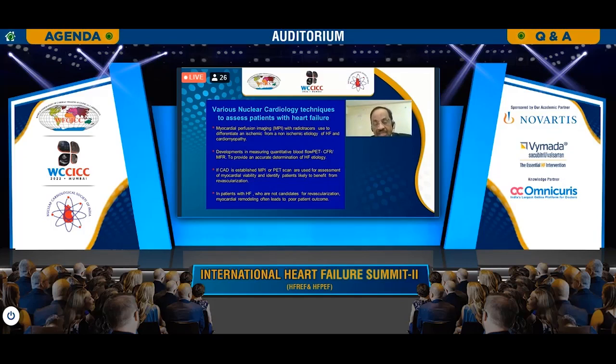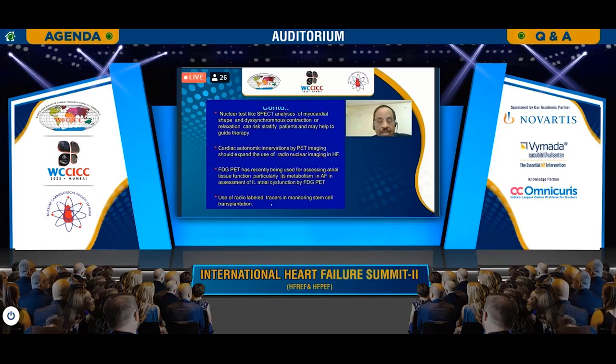and to identify patients likely to benefit from revascularization. In patients with heart failure who are not candidates for revascularization, myocardial remodeling often leads to poor patient outcome. So what are the various tests? Nuclear tests, as Dr. Prabhu has just mentioned, include SPECT analysis of myocardial shape and dyssynchronous contraction by phase and amplitude analysis on SPECT study, which can restratify patients and may help to guide therapy.